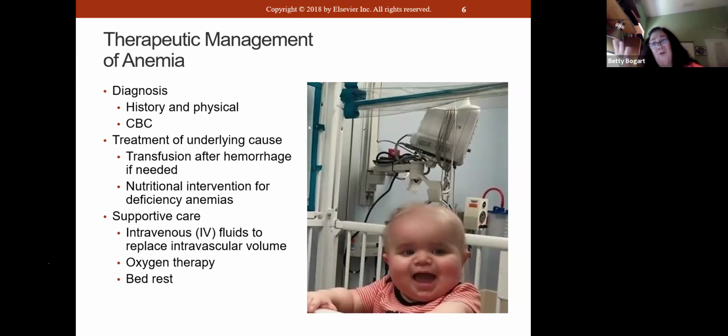Now, I want to tell you that's sort of controversial. If you don't have red blood cells, how are you going to carry oxygen? But I guess the oxygen, it maximizes what you can have, but the most important thing is bed rest, making that child not burn any extra energy because they don't have any, okay?